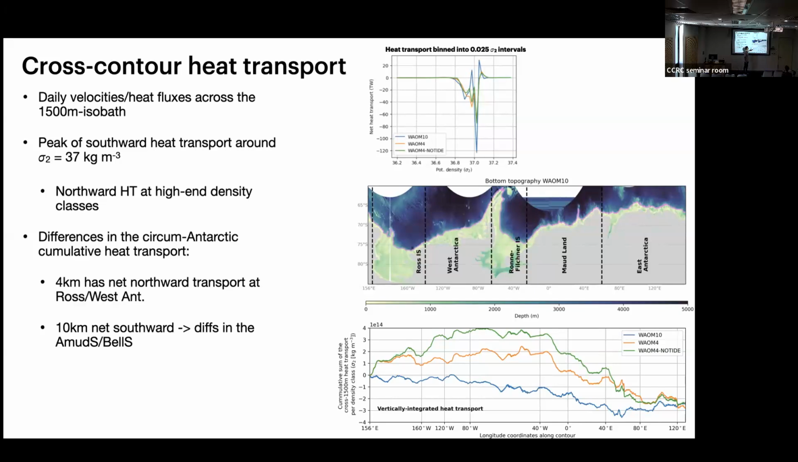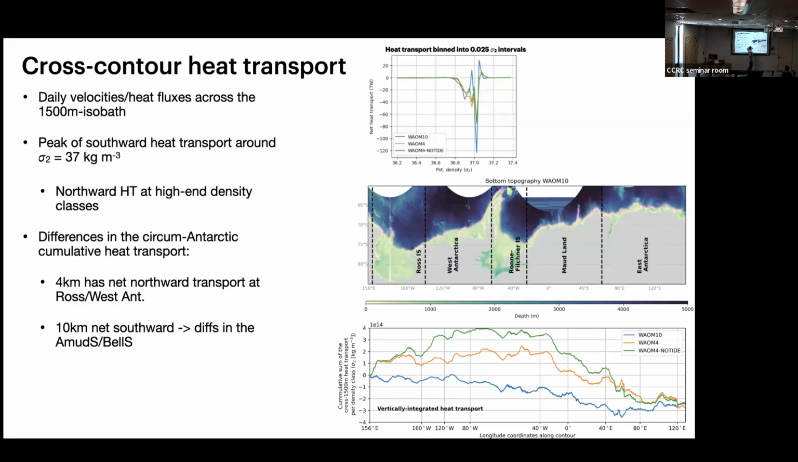The blue one, in contrast, is a net northward heat transport in the 4 kilometers, both with or without tides, which also relates to some of the biases I have shown before in the Amundsen and Bellingshausen seas. And here we integrate this. You actually bin this into density space, like we did for the water mass formation, and then look at the total heat transport per density class.